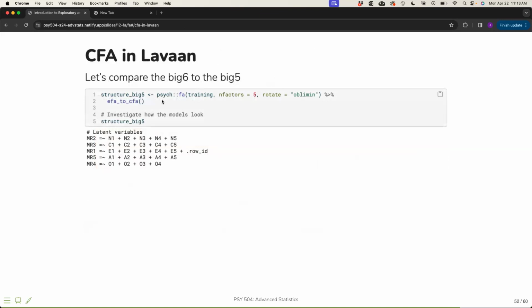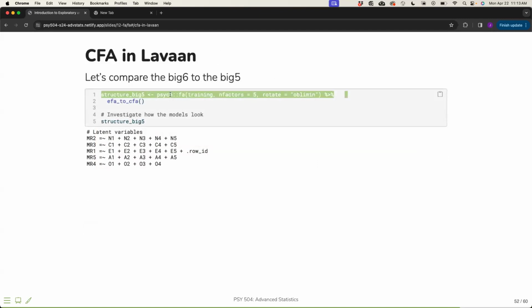So what we're going to do here is compare two models. We have our Big 5 model that we fit, but there's also another personality theory that says we don't have 5 personality facets, we have 6. This is called the HEXACO model. So let's compare these two models and see how well they fit the data.